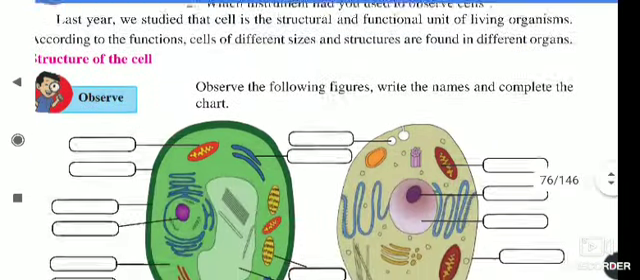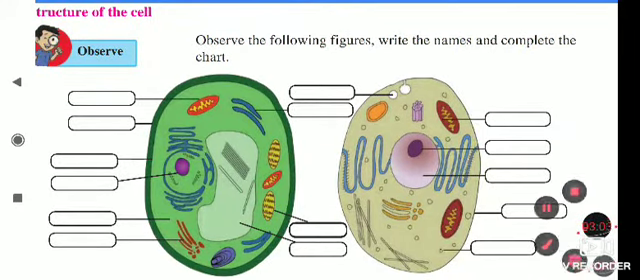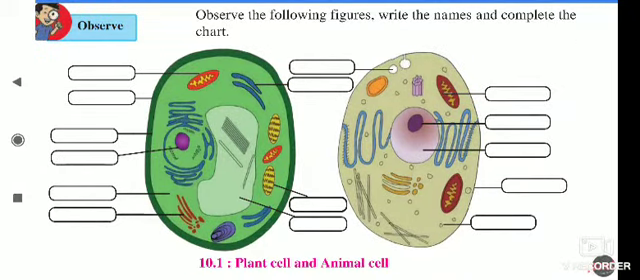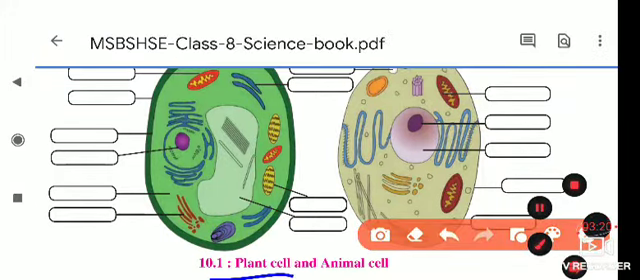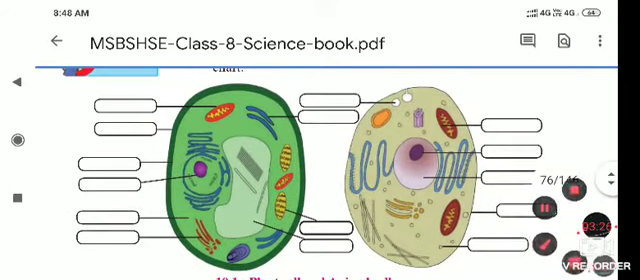Now observe the following figure, write the names and complete the chart. So we have to complete this figure. First of all, we will write the names of the different organelles of the cell. Here two cells are there, one plant cell and another animal cell. Their structure and function are a little different. As the plant cell is green in color, it performs photosynthesis and prepares its own food. Here we will write its parts.